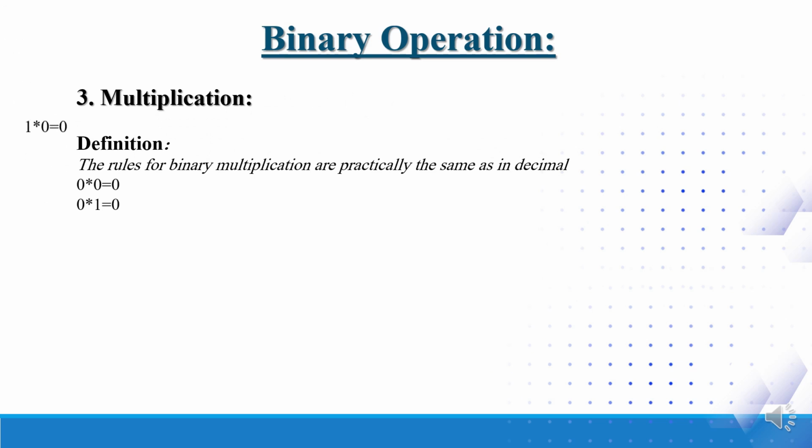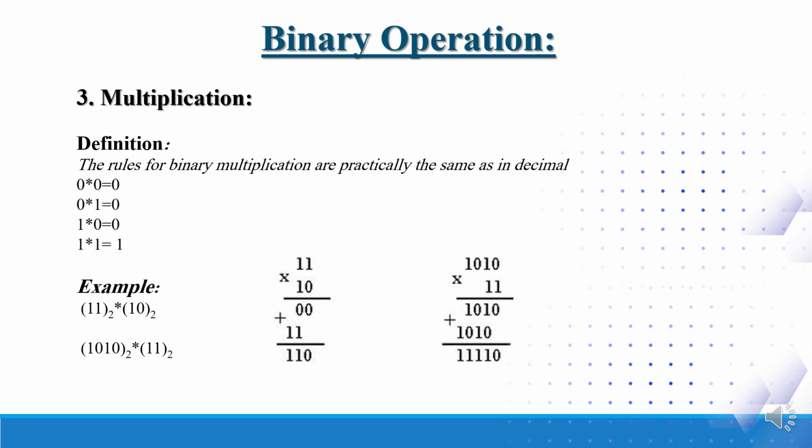Number 3, the multiplication. Binary multiplication is very easy. It's also like decimal multiplication. Just follow these rules. 0 times 0 is 0. 1 times 0 is 0. 1 times 1 is 1. You multiply bit by bit like in decimal. And these are 2 examples.